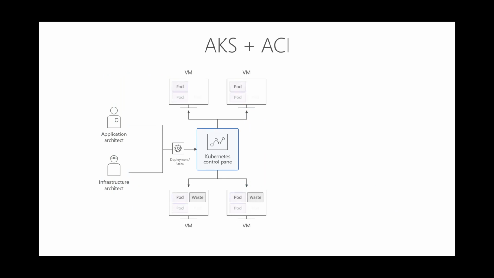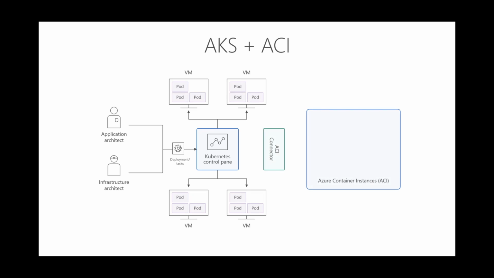Here's a diagram of the AKS and Azure Container Instance. This is what it would look like at a high level of each of these pods, which are each of the containers running on the Kubernetes control plane. You can see here that we can actually connect the independent Azure container instances through an Azure Container Instance connector back to the Kubernetes control plane. So if we had one-off containers that we wanted to run, then we could still integrate them with the Azure Kubernetes service as well.